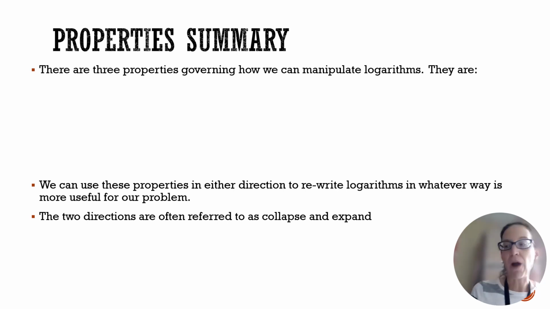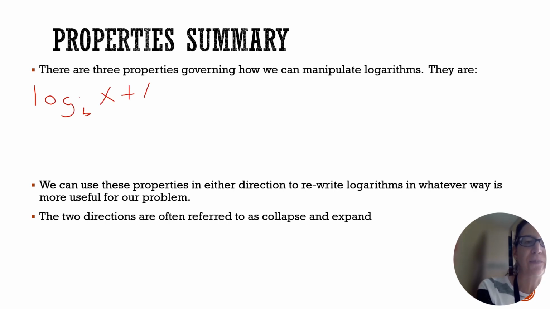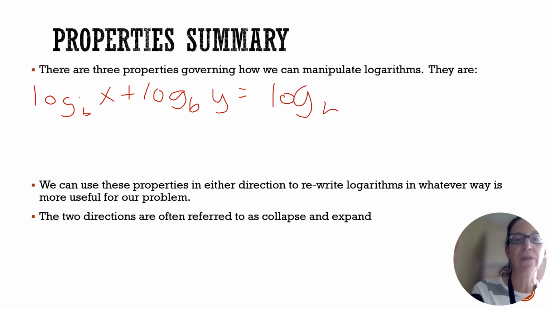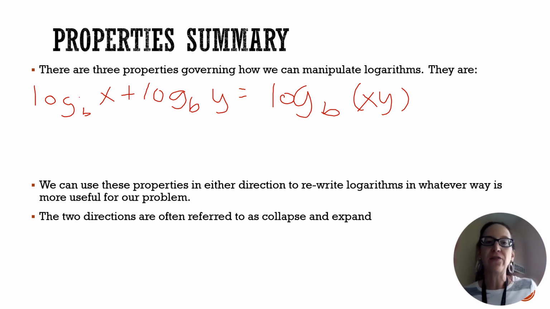So the first property governs what you do if you have two logarithms that are added together. Okay, so we have log base b of x plus log base b of y. And what you can do that's not log base b of x plus y. So you don't actually add the x and the y together. What you do if you want to rewrite that as a single logarithm is you would multiply the x and the y. And you can actually verify this using a calculator.